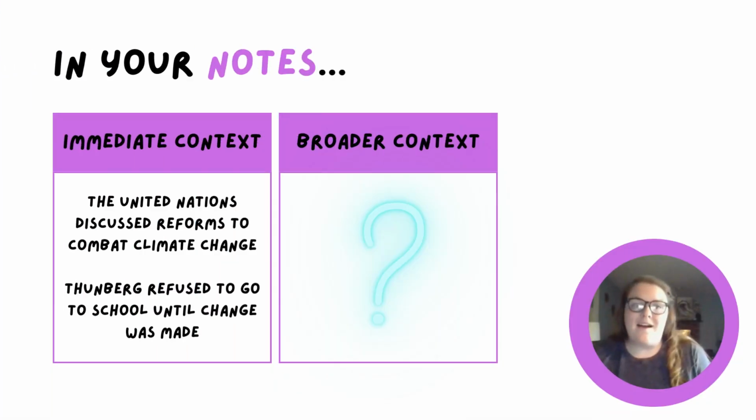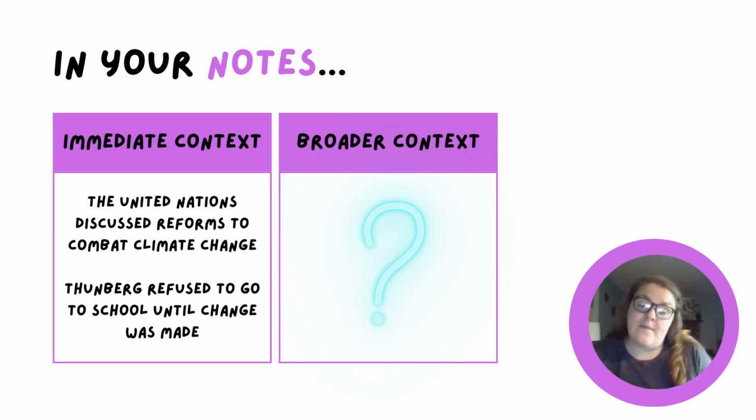So let's talk about context in Thunberg's speech. I've identified two pieces of immediate context that will give you a better understanding of the passage. The first one says, the United Nations discussed reforms to combat climate change. We know that this is the case because in her speech, Thunberg kind of implies that they aren't doing enough. She talks about empty words. She talks about the conversations and what she's been hearing at the summit already, and that it's disappointing. Knowing that they had been talking about that helped me to have that deeper understanding of Greta's feelings and concerns.